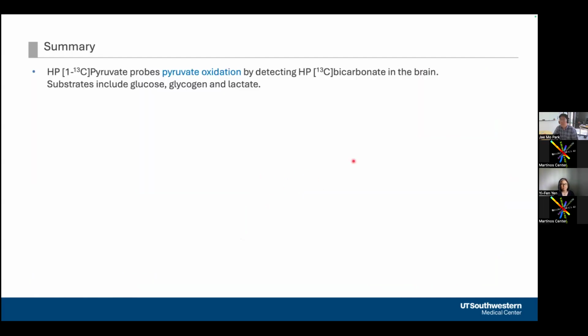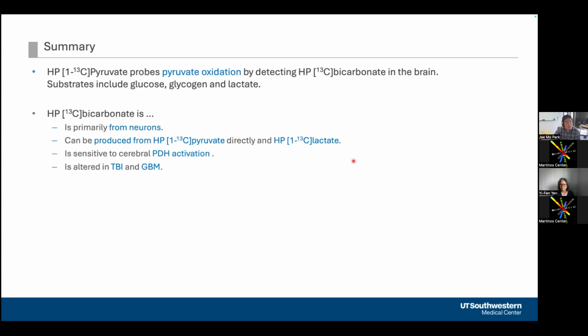So in summary, hyperpolarized pyruvate probes pyruvate oxidation by detecting hyperpolarized bicarbonate in the brain. And this bicarbonate production, pyruvate oxidation, means the substrate could be from glucose, glycogen, or lactate. And to answer my 4 questions that I presented earlier, the hyperpolarized bicarbonate is primarily from neurons and can be produced from pyruvate directly and also lactate indirectly. And the bicarbonate is sensitive to PDH activation and also altered in TBI and GBM, and also probably other neurological disorders.